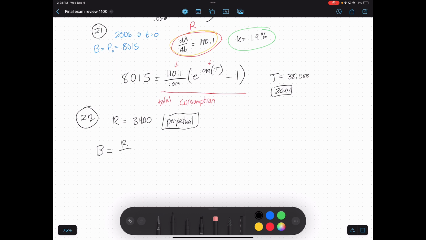If you write the whole formula, you have this 1 minus e to the negative kt. But what happens to this term if I let t get infinitely large? It goes to 0, right? This term will just go to 0, leaving you with just r over k. So for this problem, it's just 3,400, and then I didn't actually tell you the interest rate. The interest rate is 6%, so 3,400 over 0.06. And that gives you your accumulated present value if you let it keep going perpetually.